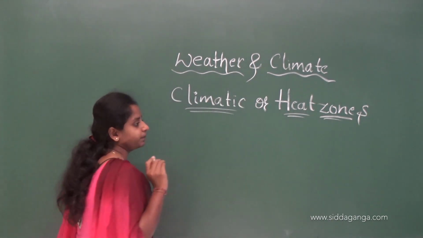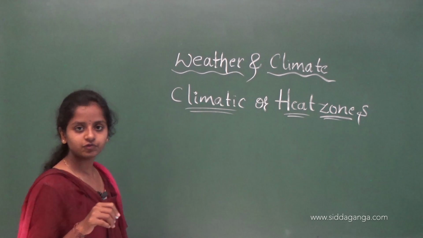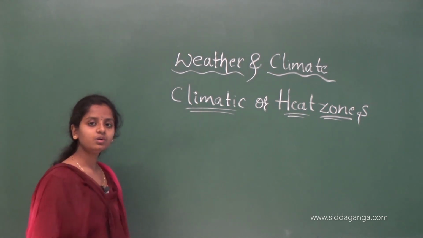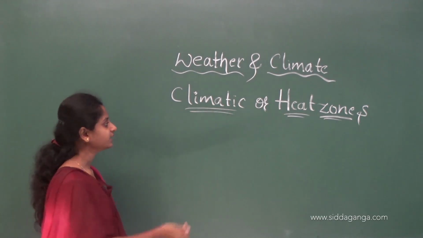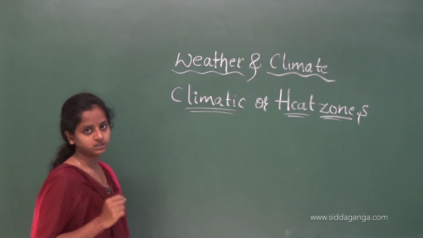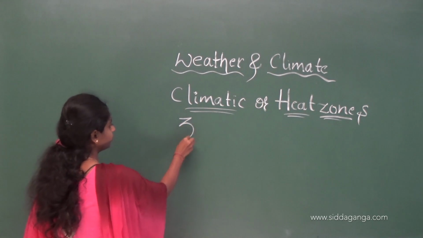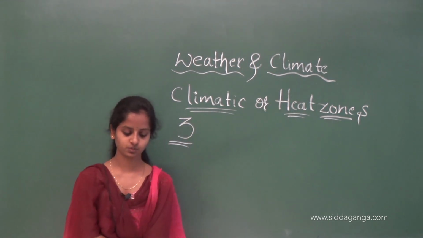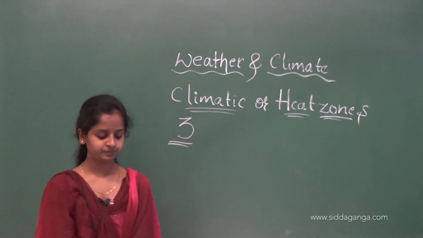Depending upon the rainfall and the temperature, we can divide the whole earth into 3 climatic or heat zones. What are they? We will see here.